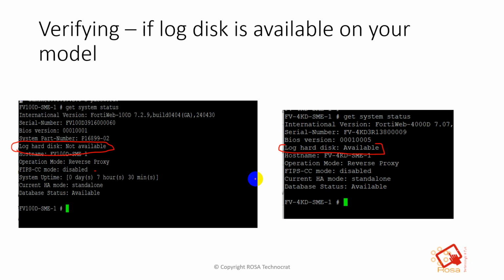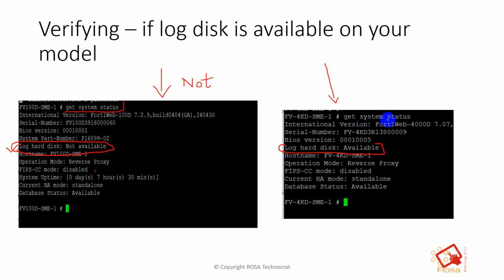The log disk is a hardware-specific feature. Whether your hardware has a log disk or not depends on the model. For example, if you run get system status on your FortiWeb device, you will be able to see "log hard disk: not available". So these are the models where it is not available. Similarly, there are some models where a log hard disk is available. This video applies if your device has a log disk available.